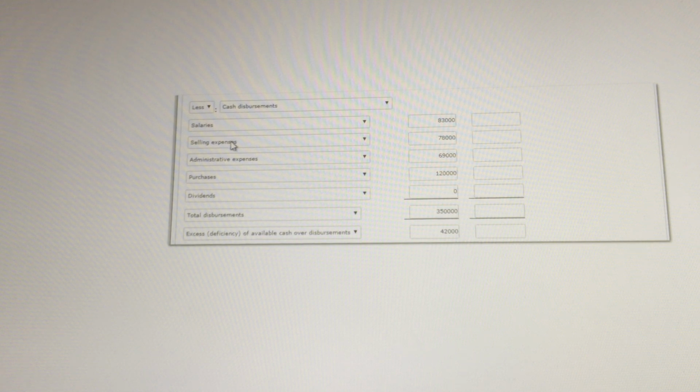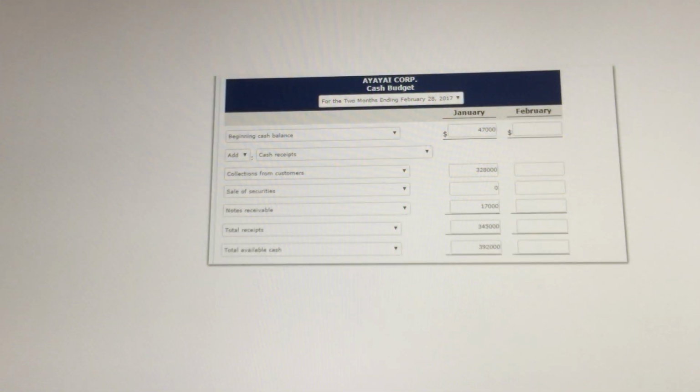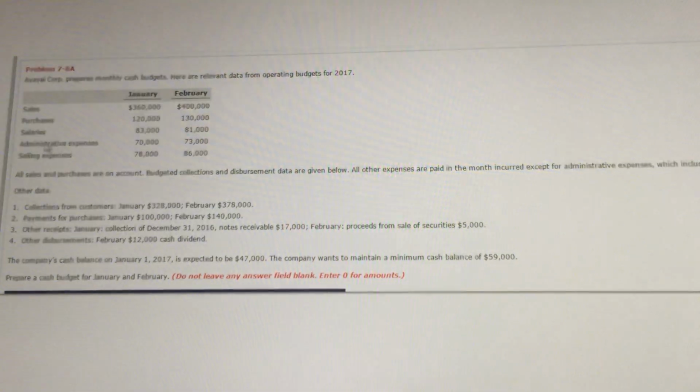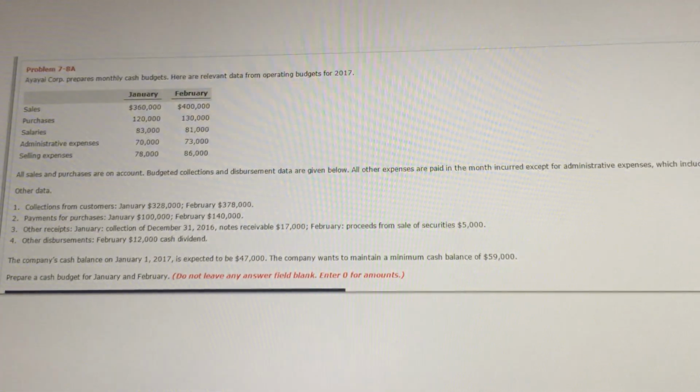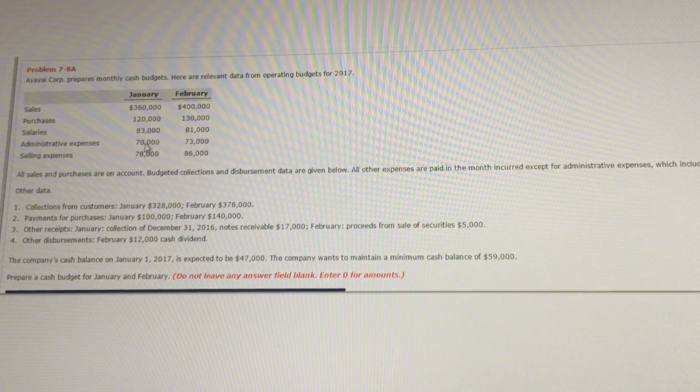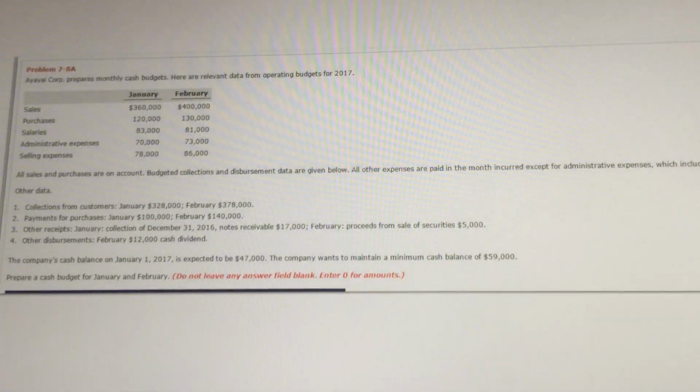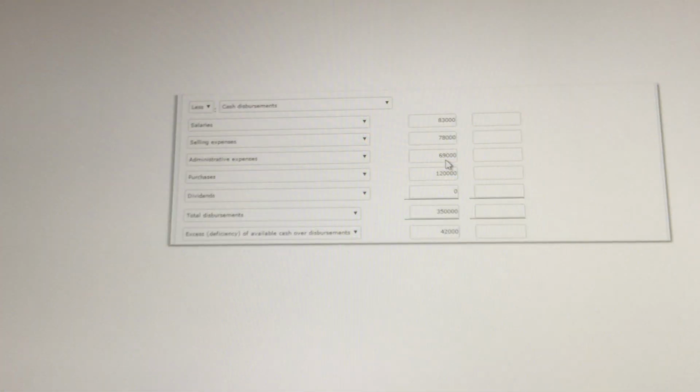So it was salaries, selling expenses, administrative expenses, and purchases. The only thing you have to watch for here was the administrative expenses. I have $69,000, and if you look at the original, it says administrative expenses for January was $70,000. But we have to take into consideration this part. It says $1,000 was depreciation for the month, so it would be the $70,000 minus the $1,000, which gives you $69,000. So that's why I've got $69,000 there.